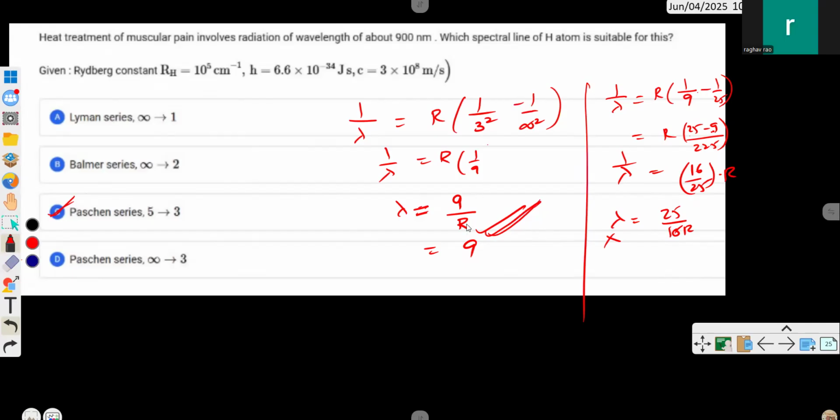Because this is 911, 9 by 911, which is nearly 1 by 100. Yes, this is going to give us that 900 nanometer wavelength. So the option would be D. D option is the answer for this question. That's all. So with this, we have finished this exam.